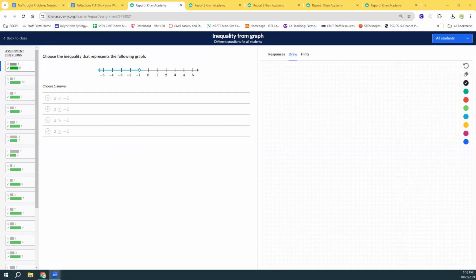Good afternoon, Accelerated 2. Let's talk about inequalities, starting with inequality from graph.